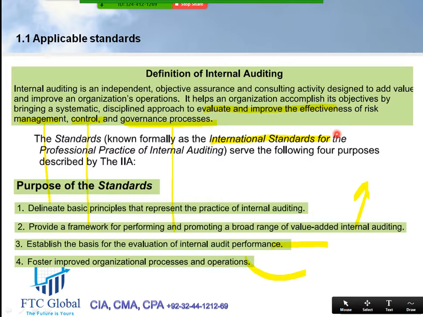So briefly, there are four purposes: provide basic principles for internal auditors, provide a framework so that we can provide various types of value-added internal auditing services, evaluate the performance of internal auditors and the internal audit department, and fourth, encourage improvement of organization processes and operations.